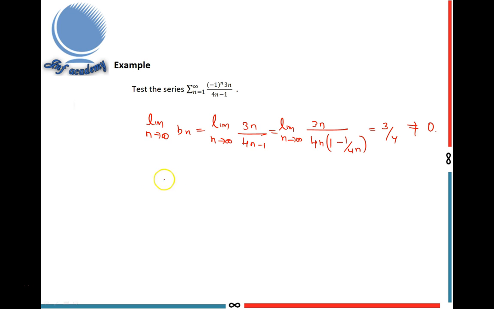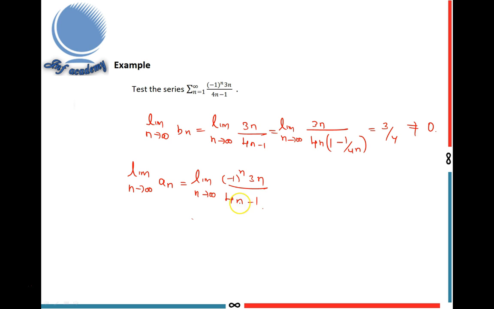Now we look at the limit of the nth term of the series. Not bn, the nth term of the series. So limit n tends to infinity, the nth term is called an. What is the nth term? Minus 1 whole power n, 3n by 4n minus 1. This is the nth term limit. We look at the limit of the nth term of the series.